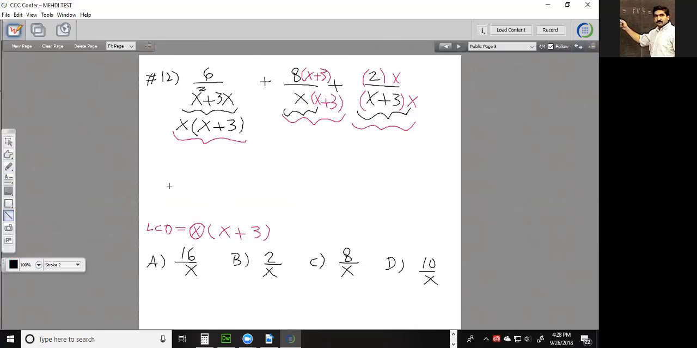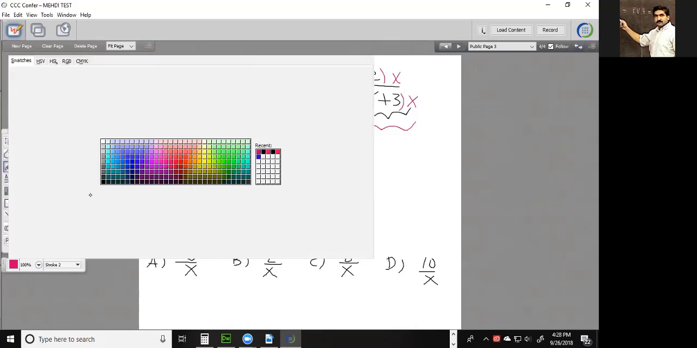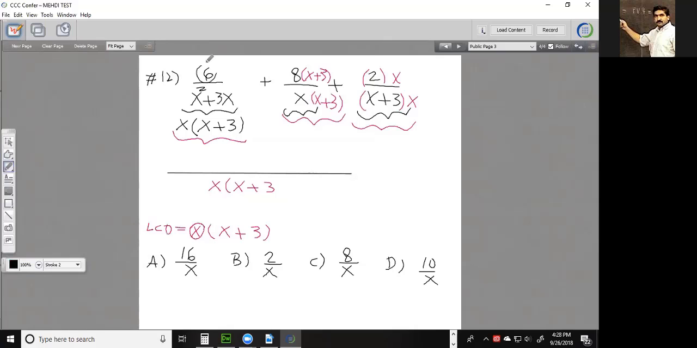Once you get everything the same as the LCD, then you can write this as x times x plus 3. And now you're allowed to add what you have at the top of the fraction. So at the top of the fraction, you have 6 plus 8x plus, this is 3 times 8, right? 24. So here would be 8x plus 24. It's like you're distributing 8. 8x plus 8 times 3, plus 2x.